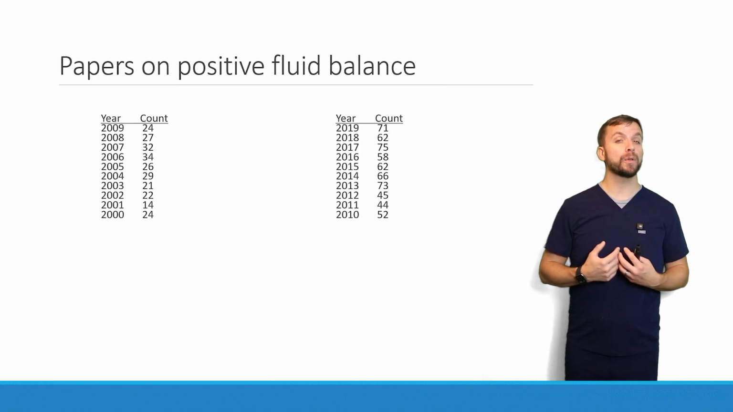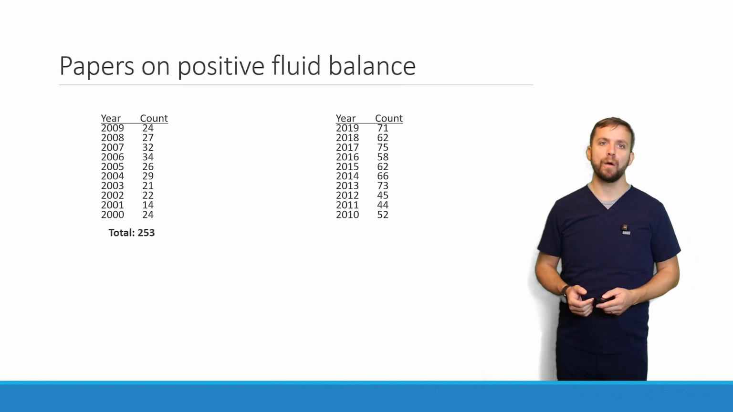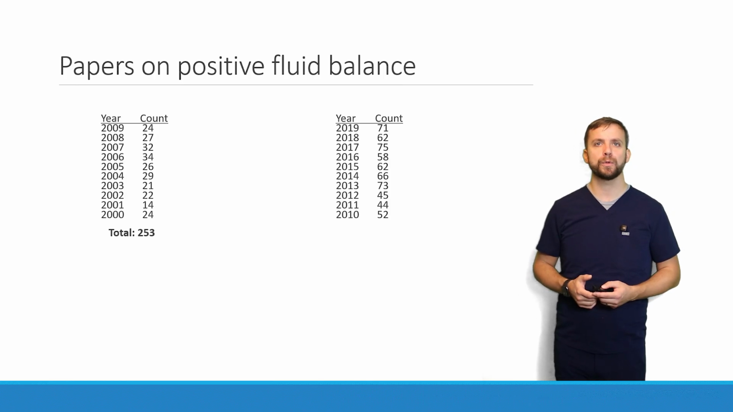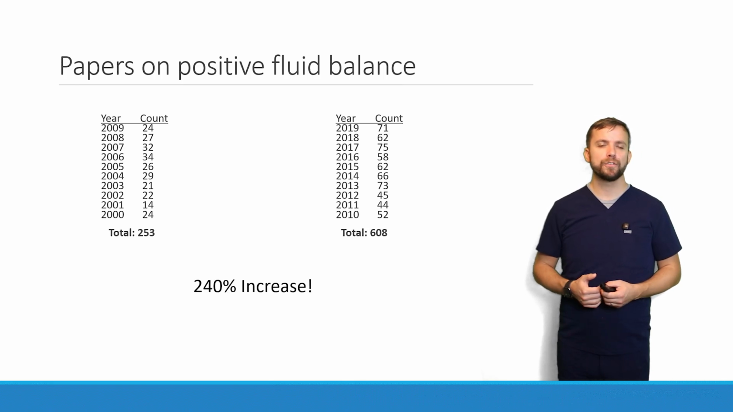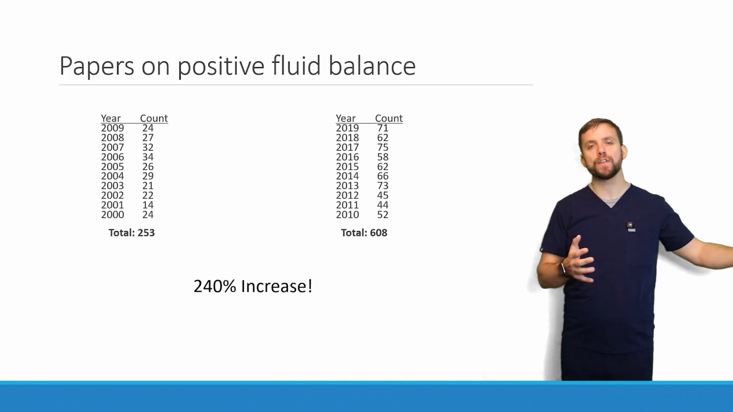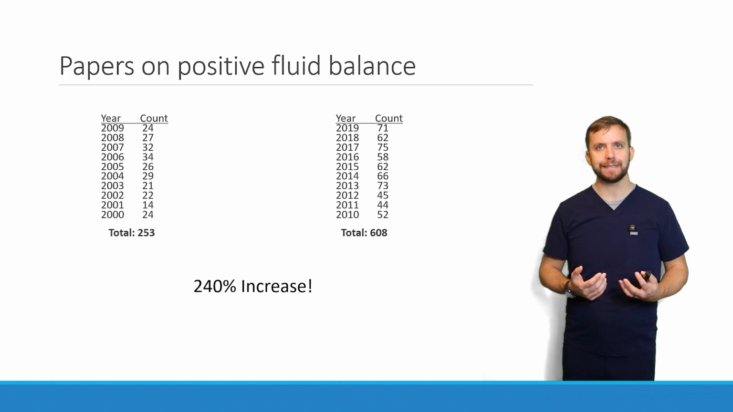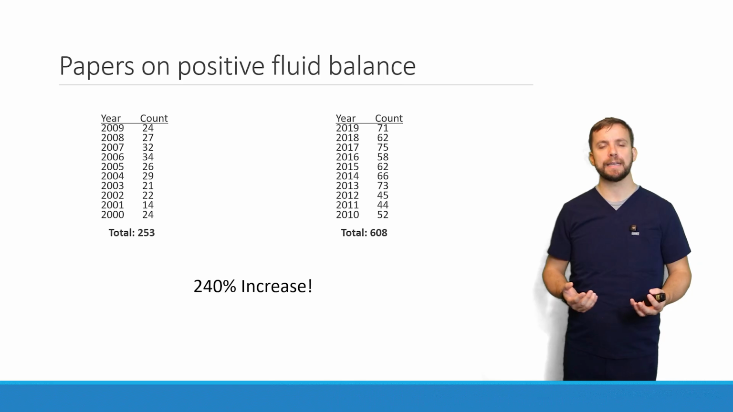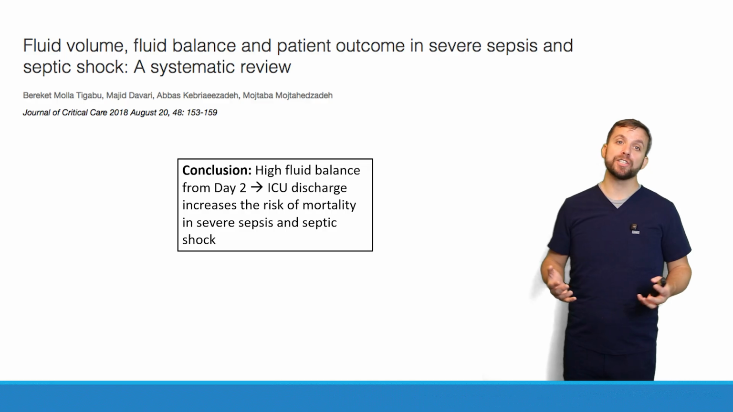Looking at how much we've been aware of positive fluid balance, from 2000 to 2009, we had about 253 papers on positive fluid balance and the complications of positive fluid balance with resuscitation. And then over the next 10 years, there were 608 papers. So you're talking about a 240% increase in the amount of papers just over that 10-year time period. So you can see the stress that people put on realizing that when we're resuscitating people, oftentimes we're over resuscitating them and getting complications from a positive fluid balance. And that's what the data shows as well.